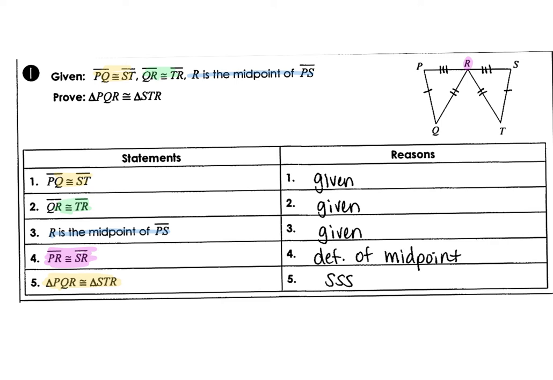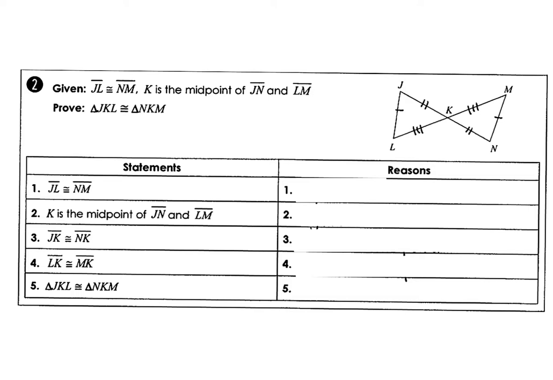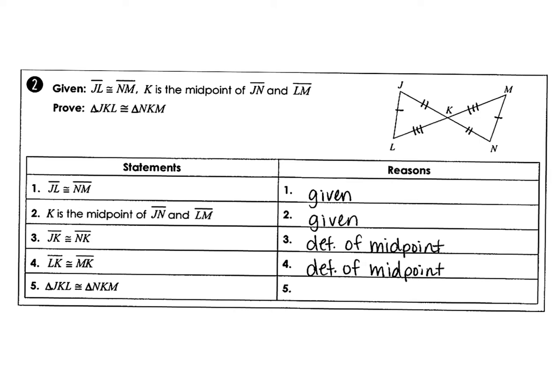All right, so go ahead and try number 2 on your own. So this first one, JL is congruent to NM. Why do I know that? That is given. Also, K is the midpoint. Why do I know that? All right, and what about JK congruent to NK? Definition of midpoint. LK is congruent to MK. Also definition of midpoint. And then my last one is side, side, side.